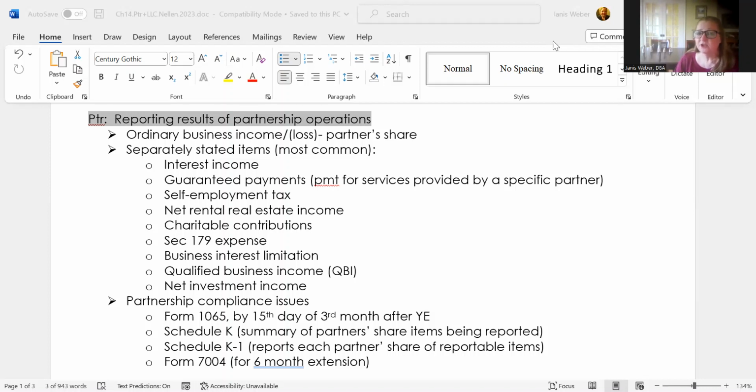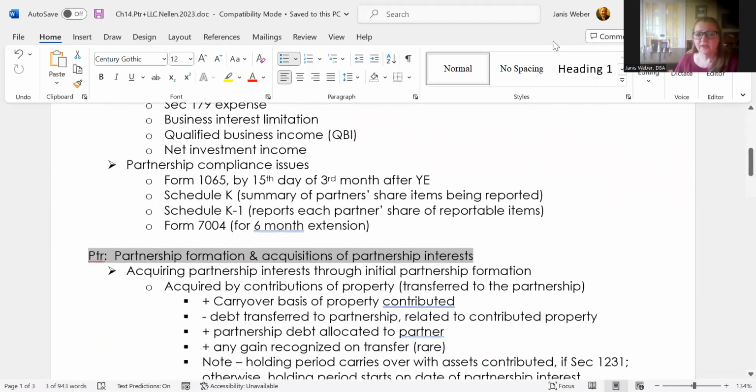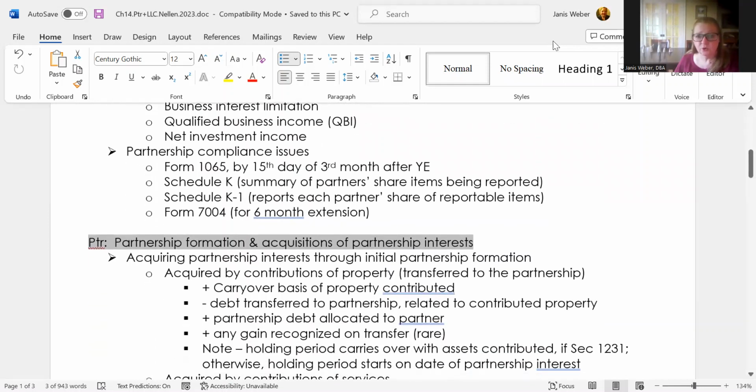Okay, now some of the compliance issues I mentioned, Form 1065, that's the form we use for partnerships. It's due by the 3rd month, 15th day after the year end, which will be March 15th for calendar year taxpayers. The Schedule K, I mentioned already, it summarizes the partner's share of all the items being reported. The K1 is each individual partner's. Each individual partner gets reported their share of these reportable items.